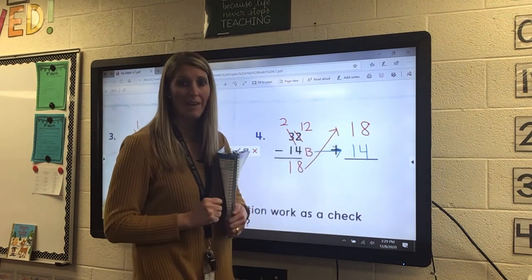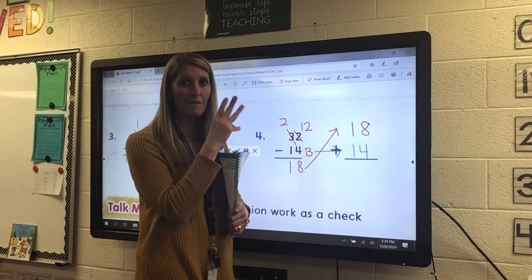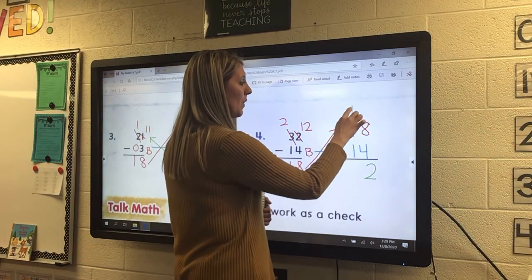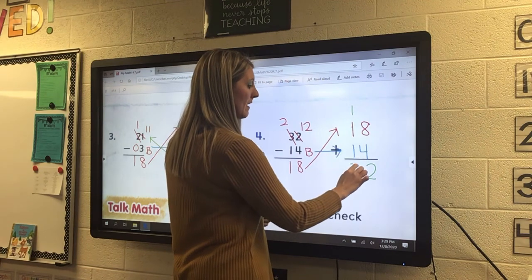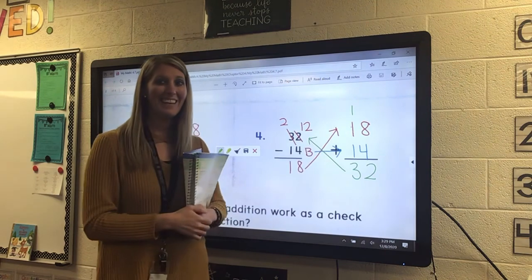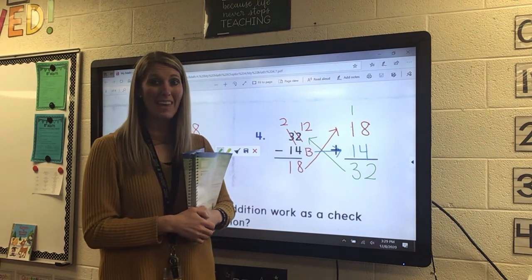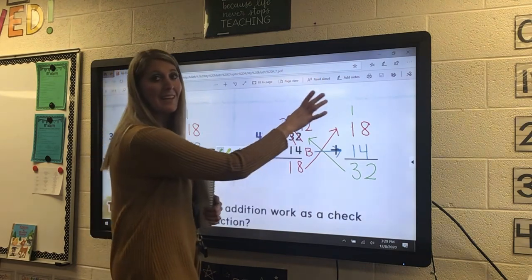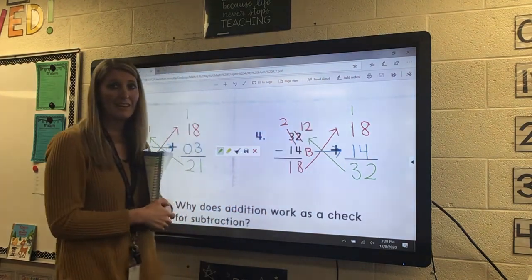8 plus 4. 8, 9, 10, 11, 12. Put down the 2. Carry the 1. 1 plus 1 plus 1 is 3. It matches. All right, so I know I did my answer correctly. And I subtracted and I added correctly.